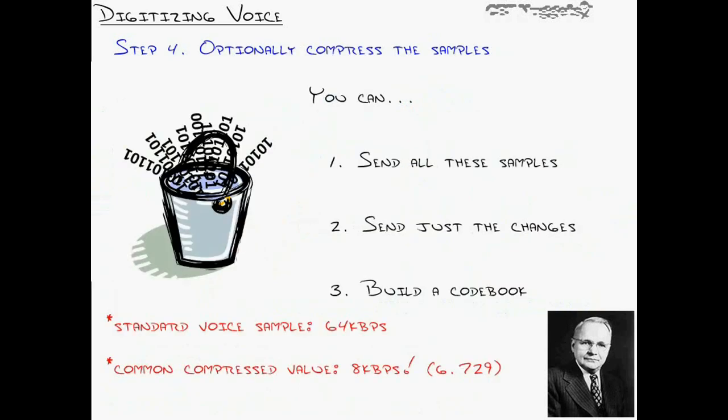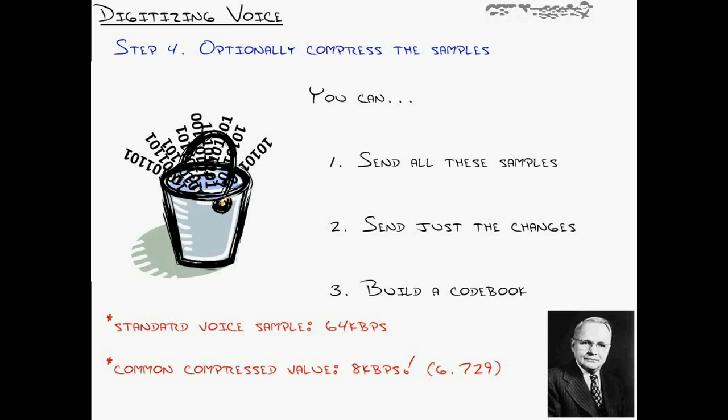Once you have the voice converted to binary, you can then send it over a digital line. Now that could be a T1 line or an ISDN line like we're going to be talking about in the next nugget, or a voice over IP network, just like our data that we send from our computers. 1s and 0s is all we send across the network. But that can take some bandwidth.